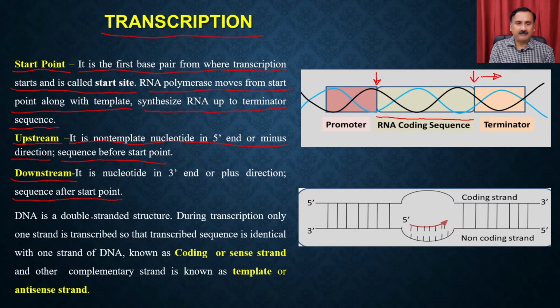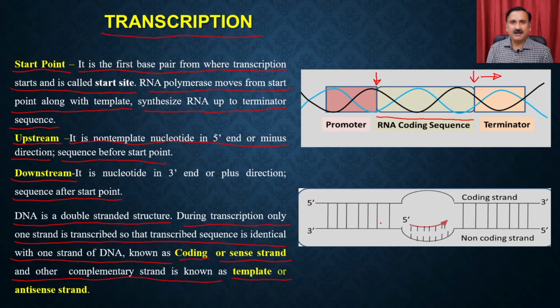These sequences are after the start point. And since the DNA is double stranded, you can have two different templates which can be utilized for transcription. In this one you have a blue colored DNA and a black colored DNA, and either of these can be utilized for transcription. During transcription, only one strand is transcribed, so that the transcribed sequence is identical with one of the strands of the DNA. The strand which is utilized for transcription is called the coding or the sense strand, whereas the other complementary strand is known as the template or the antisense strand.